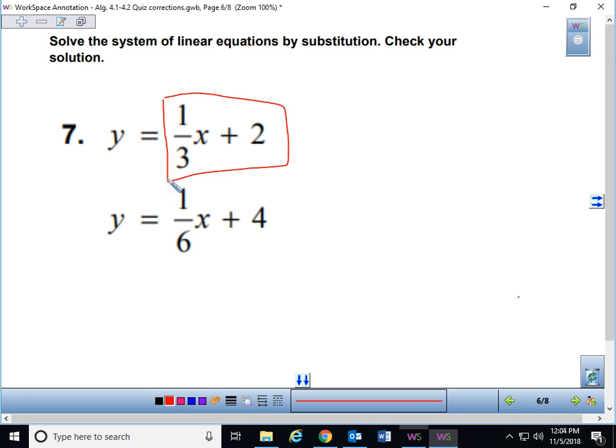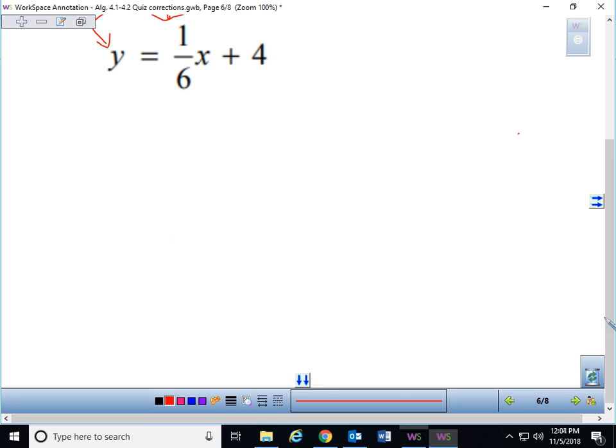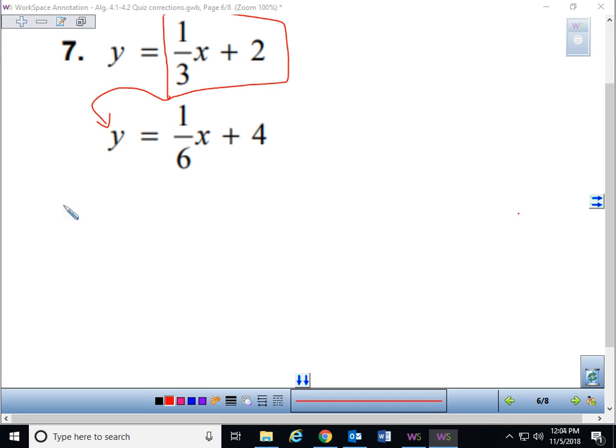So with our equation, we have y equals 1/3 x plus 2. I'm going to take this expression, 1/3 x plus 2, and I'm going to substitute it in for the variable in the second problem. So when I do that, what I end up getting is 1/3 x plus 2 equal to 1/6 x plus 4. And then this is a problem from chapter 1.